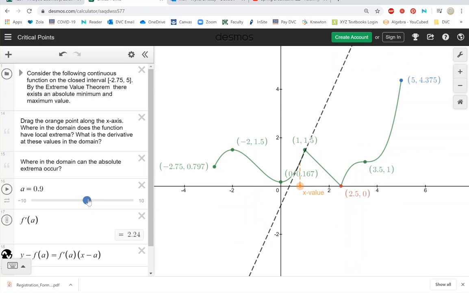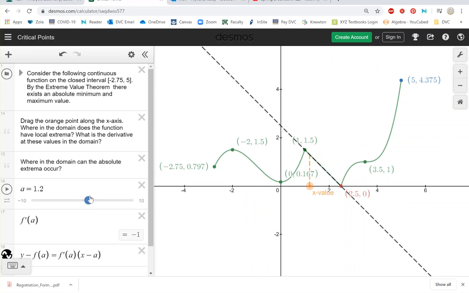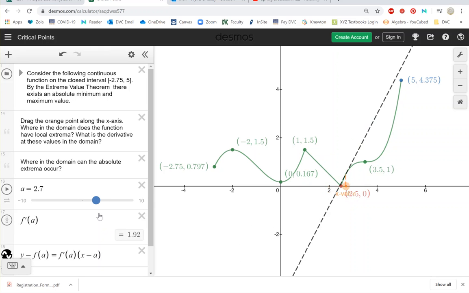And then right here, because of this sharp corner, that cusp, the derivative doesn't exist right here at 1, right? When x is 1, f prime is undefined. But we had a local max. And same thing right here. The derivative didn't exist at x equals 2.5, but we do have a local minimum.